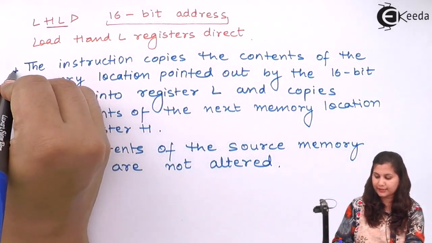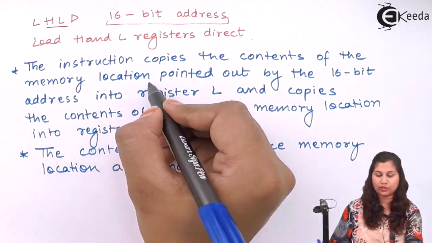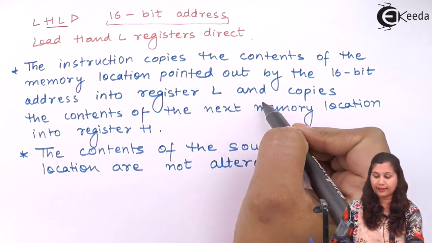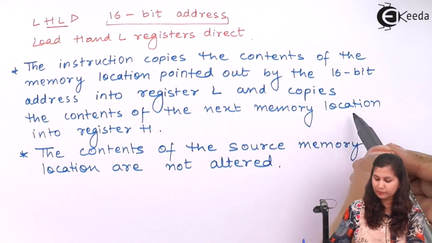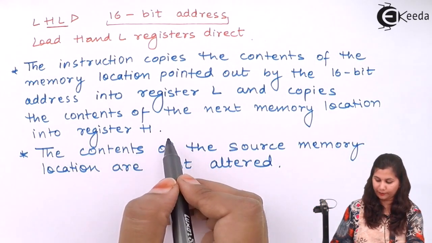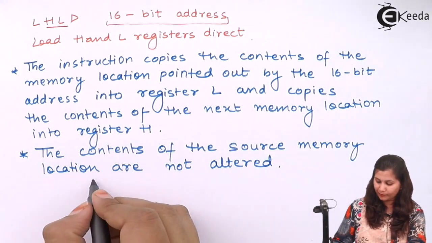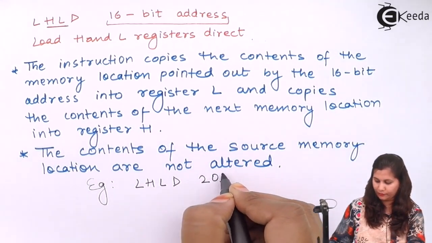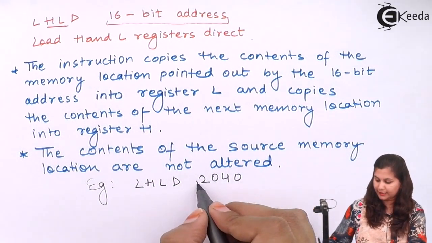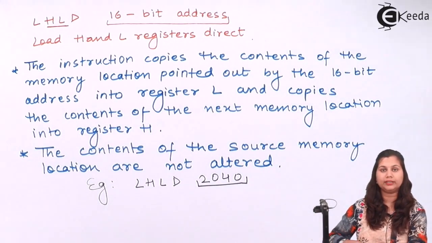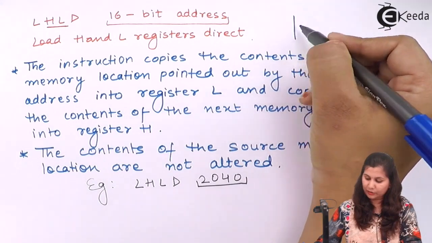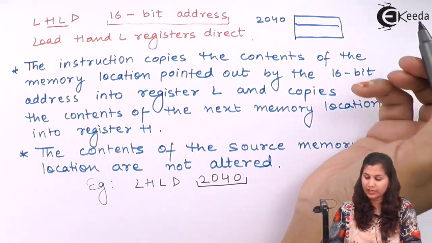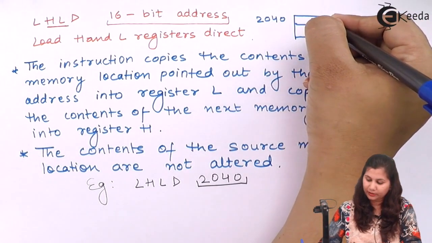So this instruction is copying the contents of the memory location, which is pointed out by the 16-bit address, into the register L, and copies the content of the next memory location into the register H. Let's take an example. We have LHLD 2050. So this is the 16-bit address, which is denoting the memory location. So at this memory location, suppose this is 2040, we are having a number 3E.